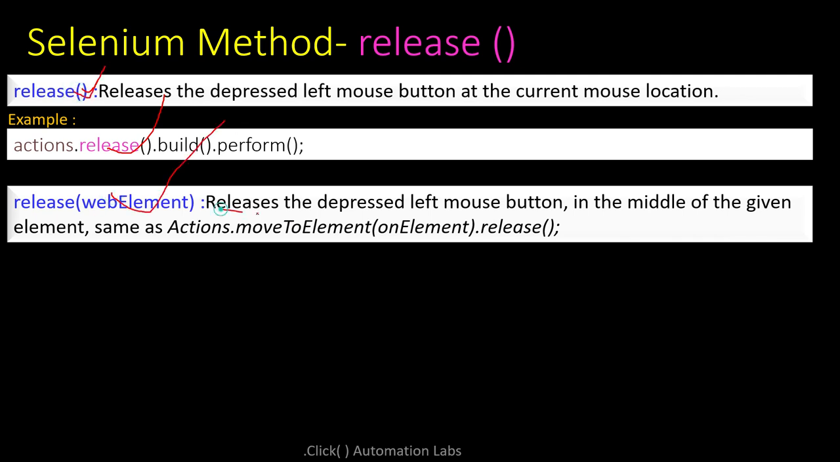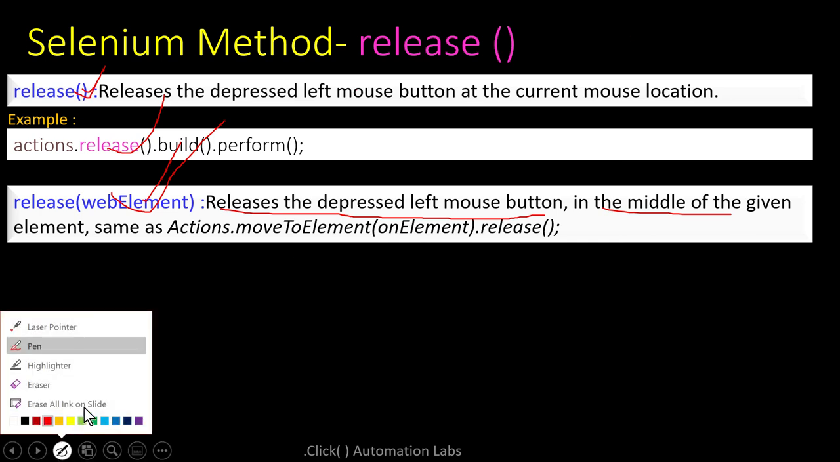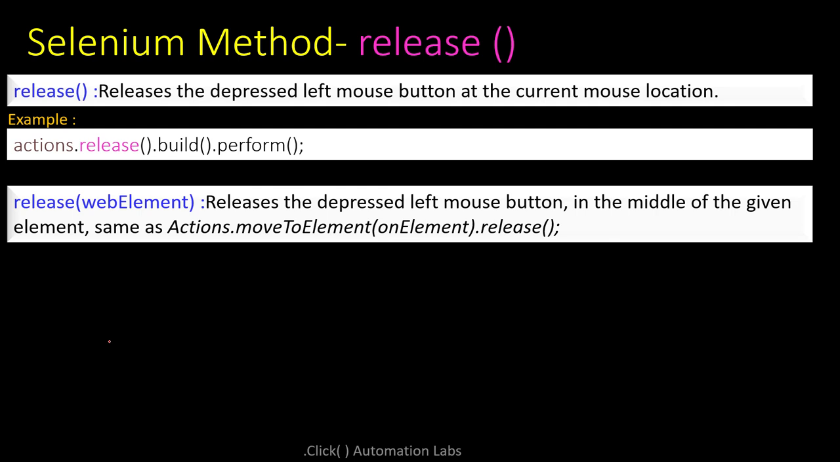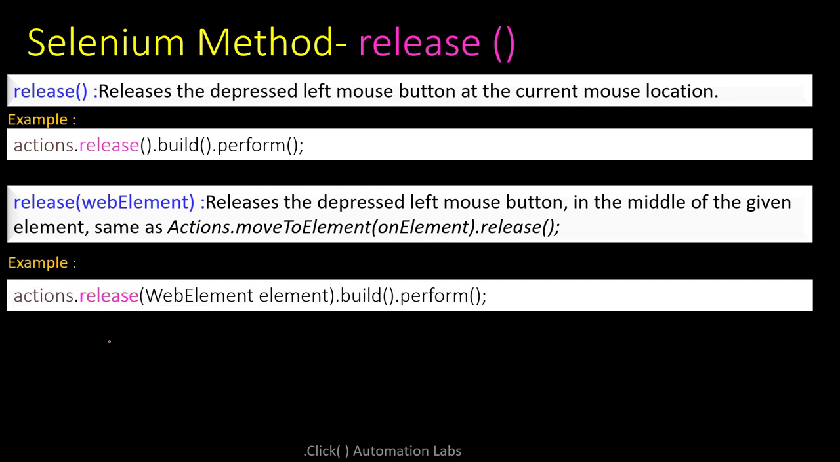This releases the depressed left mouse button in the middle of the given element, meaning over here. The other one is nothing but the mouse pointer where it is currently located. So that's about release and release web element. Okay, so the syntax is actions dot release dot. Here, with nothing passed, it means the current mouse location, which is automatically taken. Here it will release only the element we pass on to this particular method.